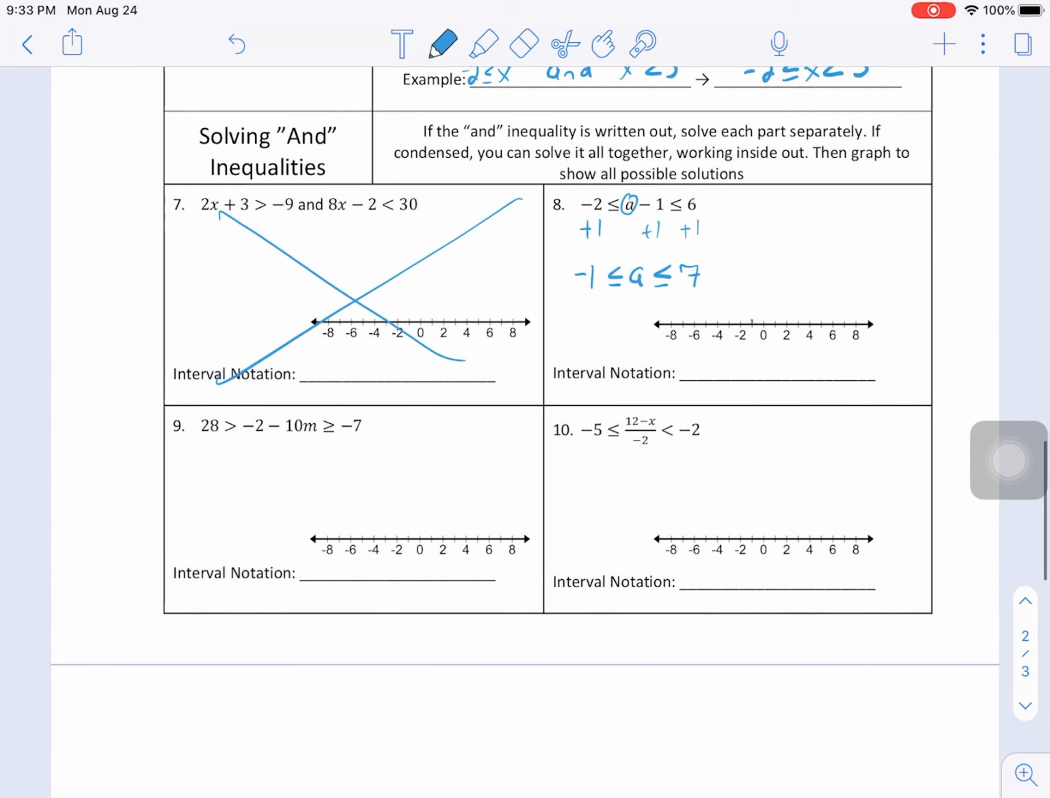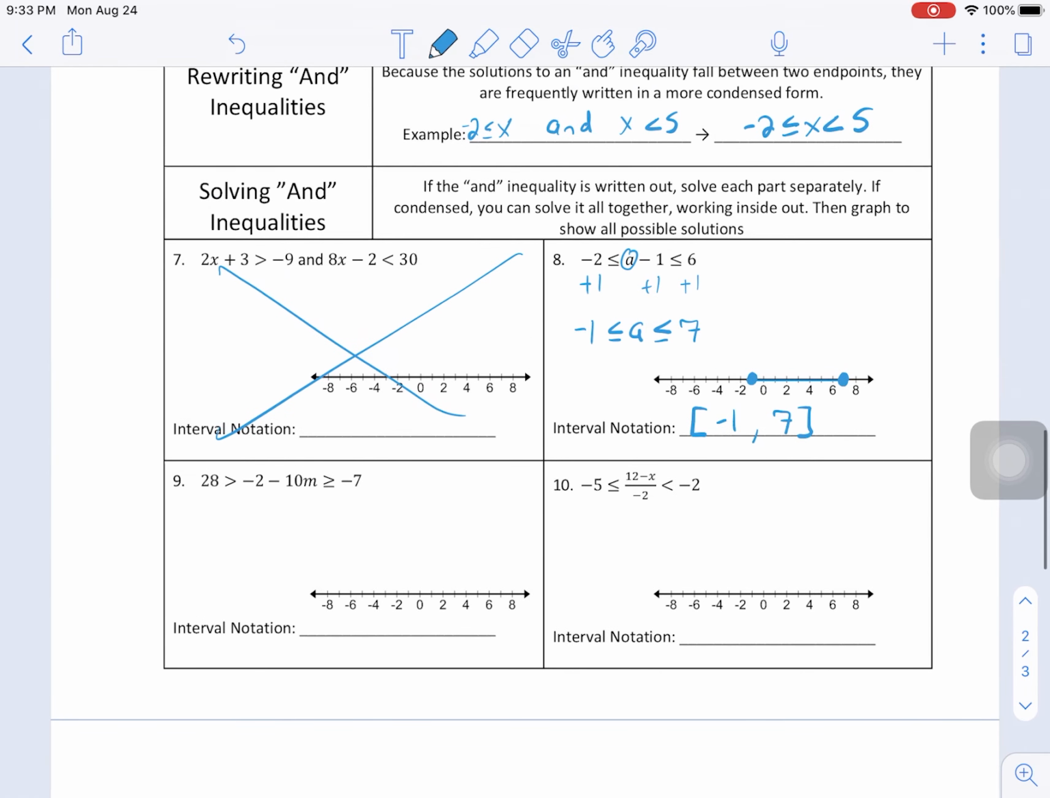Well, -1 is the smallest one, so we start here. Then we're going to go up to 7, so we go to here, and then we just connect those 2 dots. Bada bing, bada boom, right? And then interval notation, bracket because it's closed, so -1, all the way up to +7, and then we bracket it again, so closed.